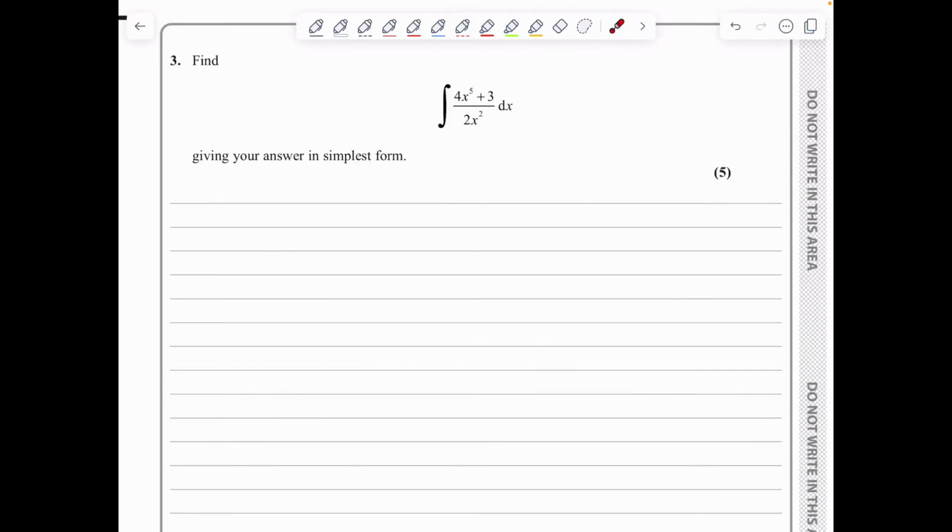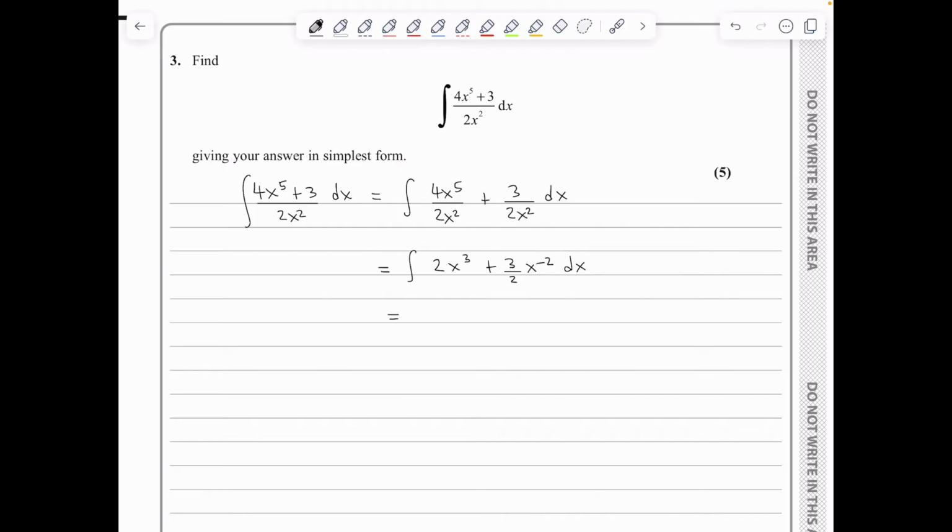In question 3, we're being given this integral, and we need to give our answer in its simplest form. So we've got the integral of 4x to the 5 plus 3 over 2x squared. I will start by splitting this into the integral of 4x to the 5 over 2x squared plus 3 over 2x squared dx. I will write this in index form, which means it gives me the integral of 2x cubed plus 3 over 2 x to the negative 2 dx. We know that in integration we increase the power by 1 and we divide by the new power.